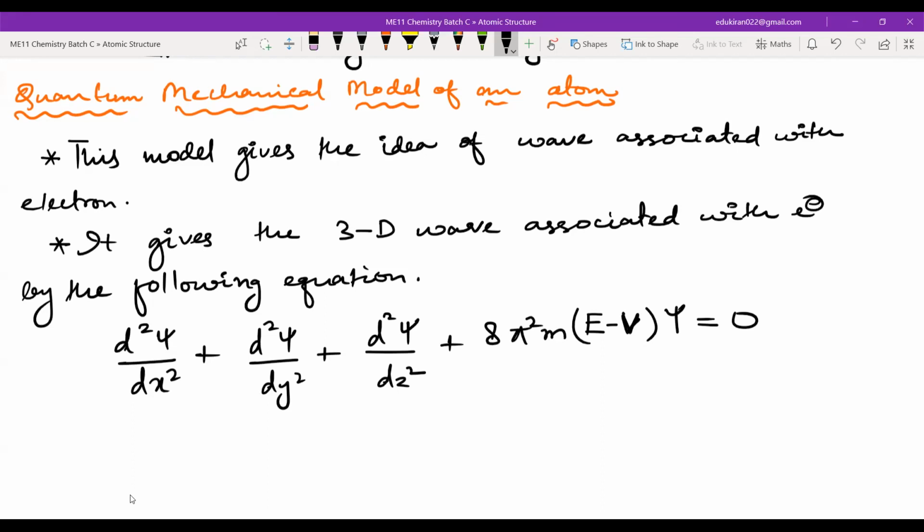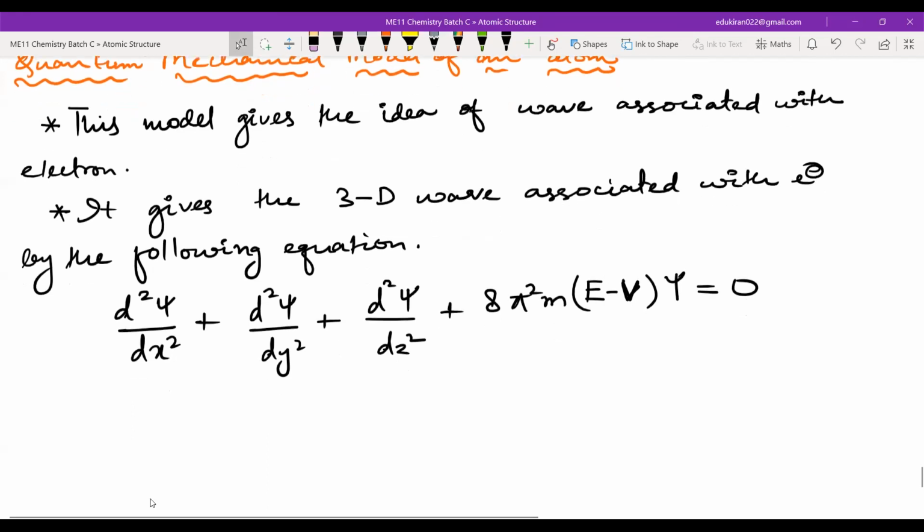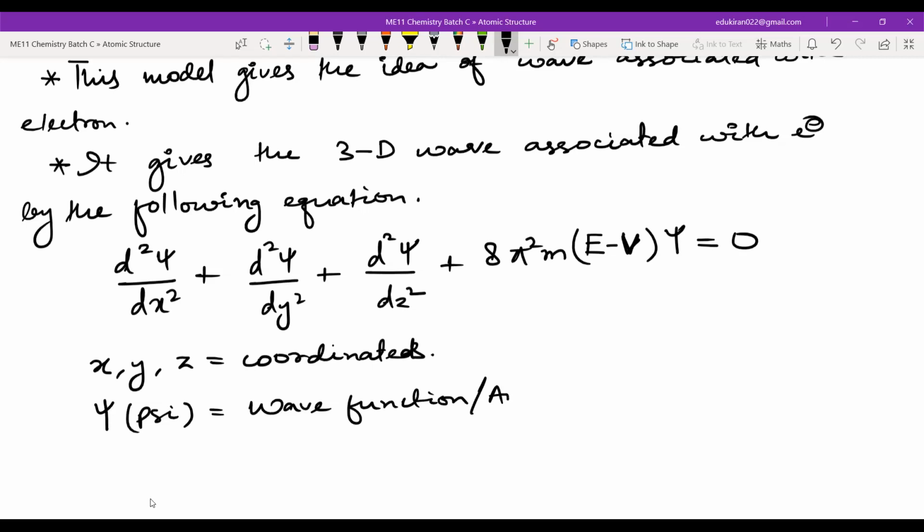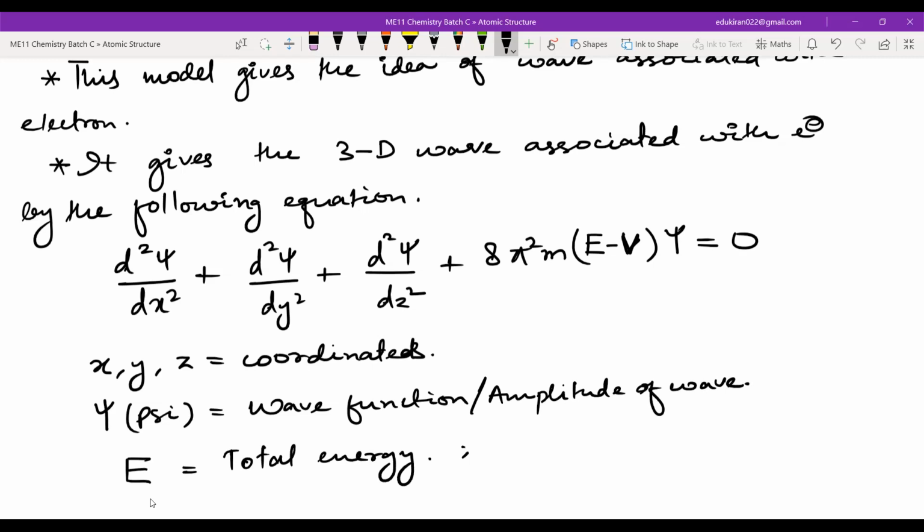Now, what are these x, y and z? These are the coordinates x, y, and z, and this d square and dx square means double differentiation. What is this psi? It is the wave function. Wave function is the amplitude of wave. E is the total energy, and V is the potential energy.